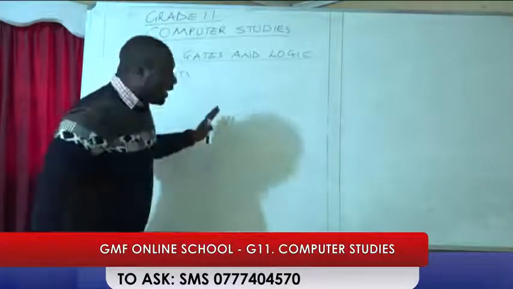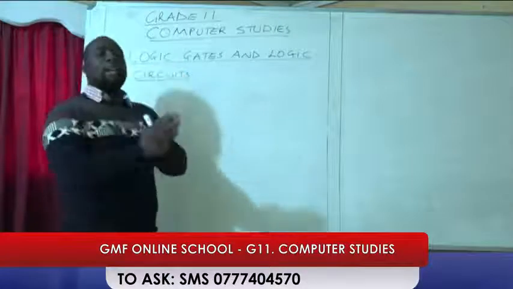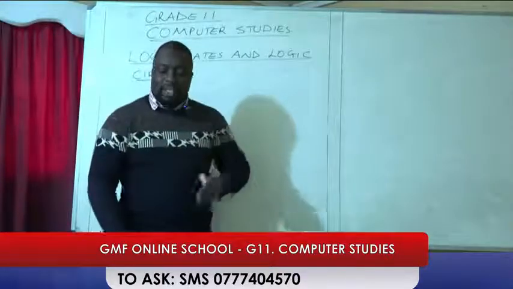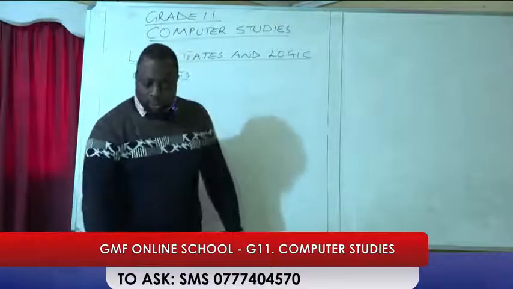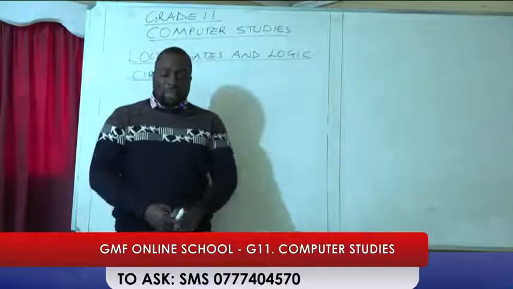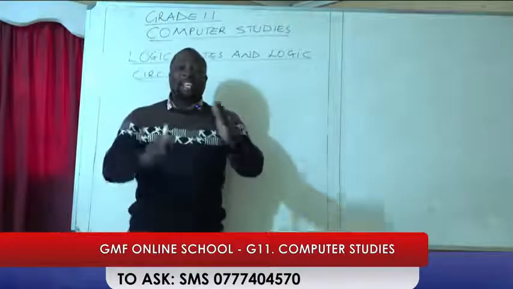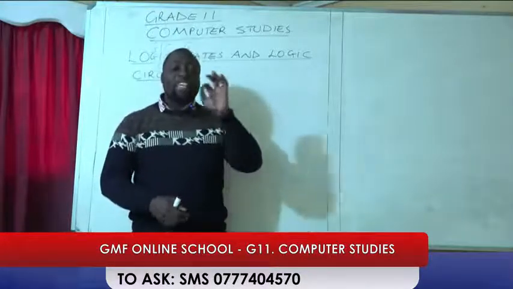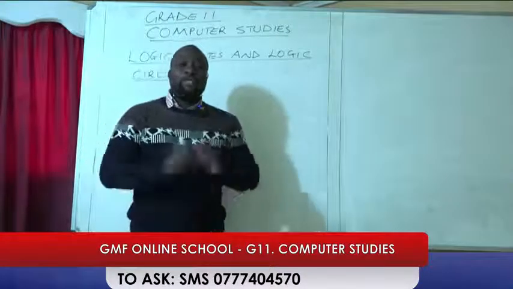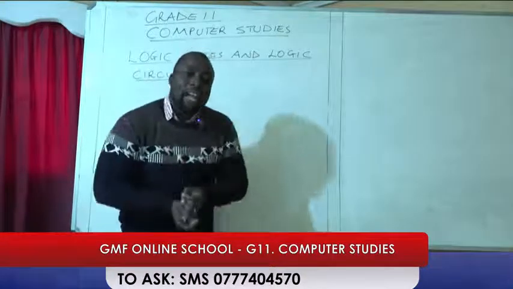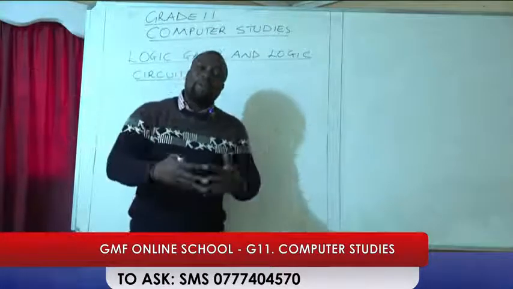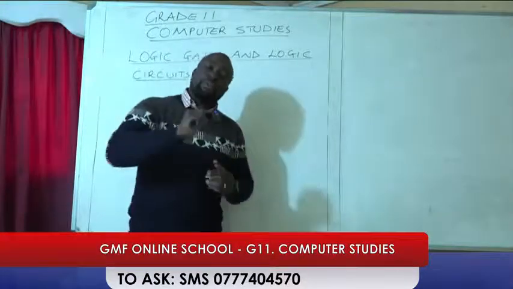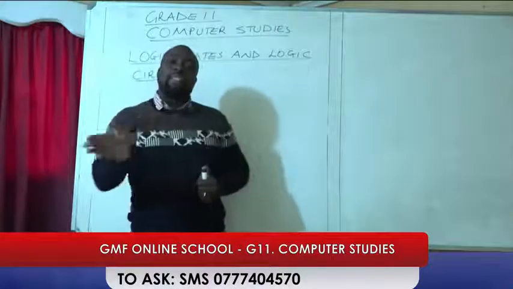Having looked at that, we can now try to look at what a gate is. I'm going to put that message on the screen so that you can also read. What is a gate? A gate is a device that performs basic operations on electrical signals. The computer also accepts electrical signals. Once those electrical signals enter the computer system, they pass through different gates.